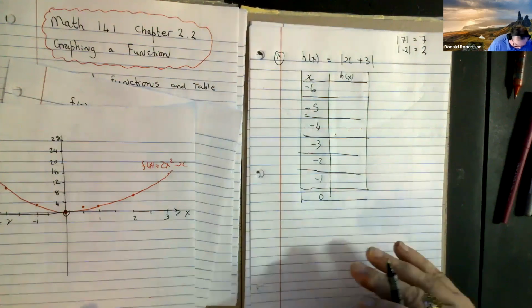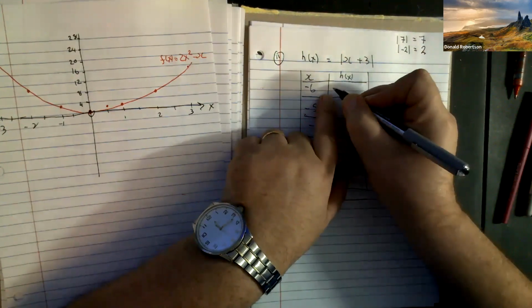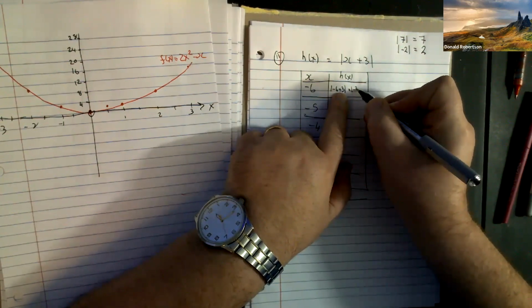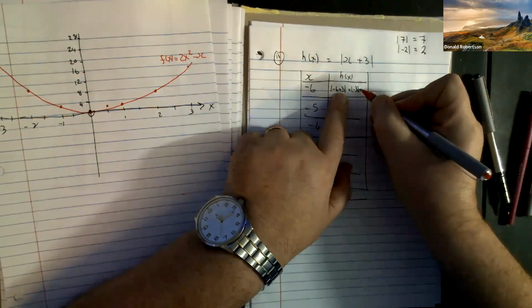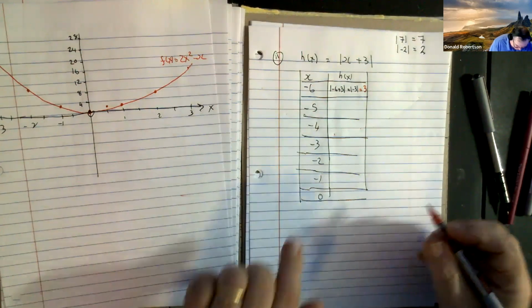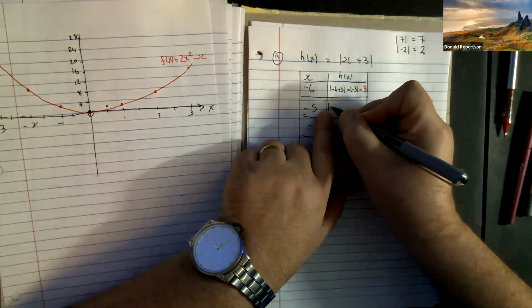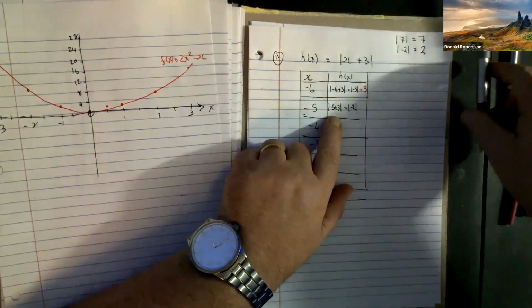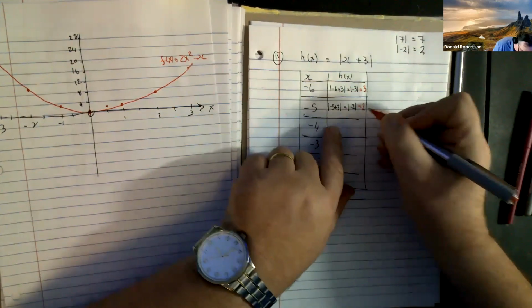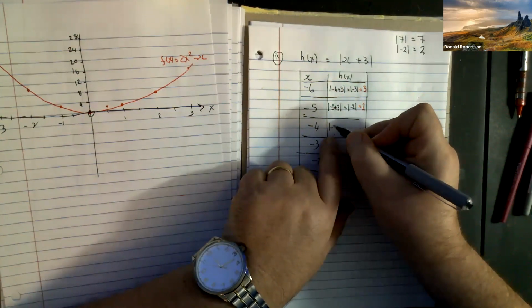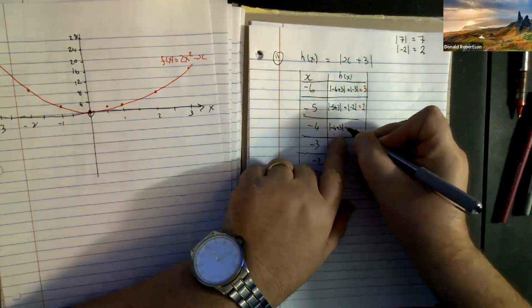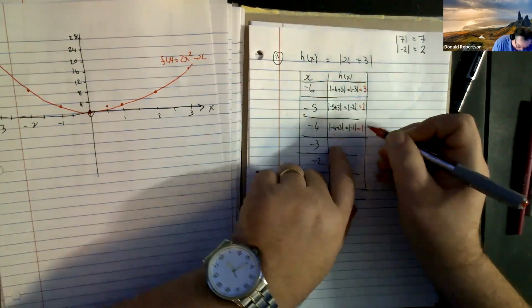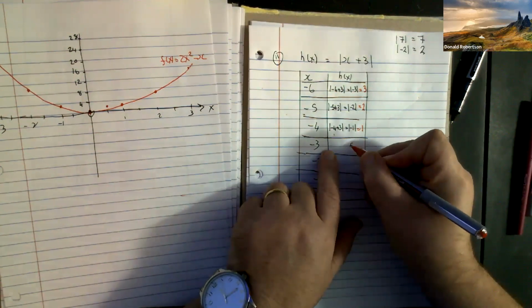So if I was going to do the first one, it's going to be -6 add 3. Well, that's the absolute value of -3, and that becomes 3. Now the next one would be -5 add 3, which gives you the absolute value of -2, and that is now 2. Almost done with these guys. -4 add 3 gives us the absolute value of -1, which becomes 1. And if you plug in -3, you get 0.